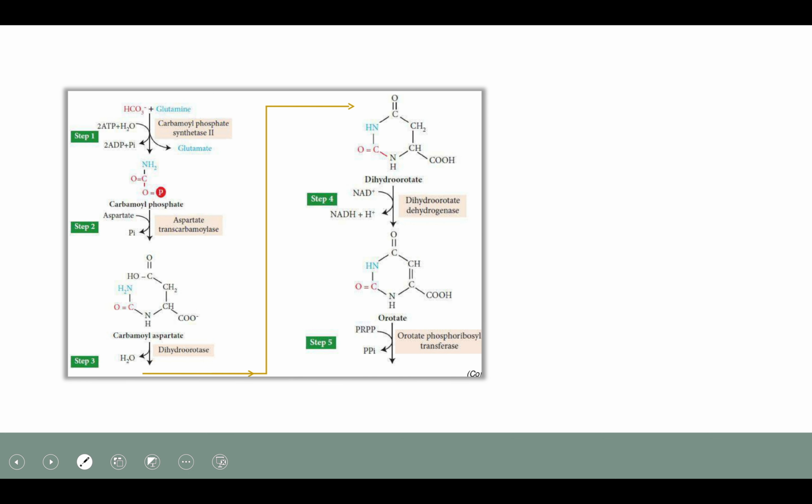Now we look into the molecular arrangement that happens during the synthetic pathway. So the first step, as we discussed, is carbon dioxide plus glutamine in the presence of CPS2, leading to formation of carbamoyl phosphate, releasing a glutamate molecule and utilizing one molecule of phosphate, and this in the presence of aspartate transcarbamylase utilizes one molecule of aspartate leading to formation of carbamoyl aspartate.